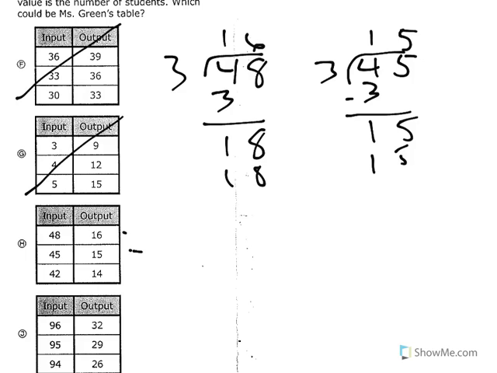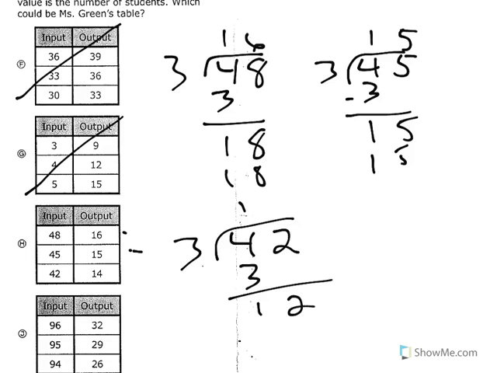And then we have 42. And we can kind of see that that works right there, but we'll work it out anyway. 42 divided by 3. 3 goes into 4 one time. That's 3. When you subtract, you get 12. 3 goes into 12 4 times. So pretty sure on that one. That looks like that one works for our rule. Let's go ahead and check the last one though, just to be sure.